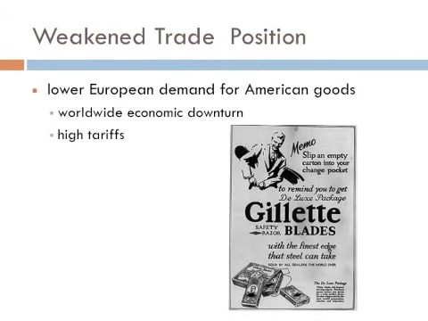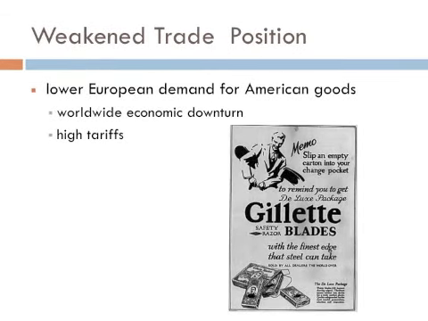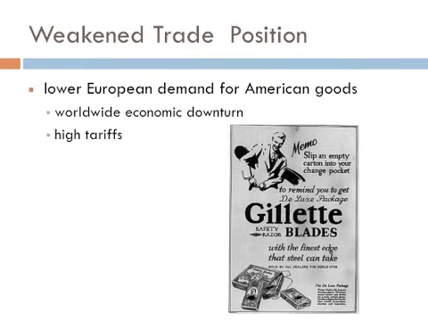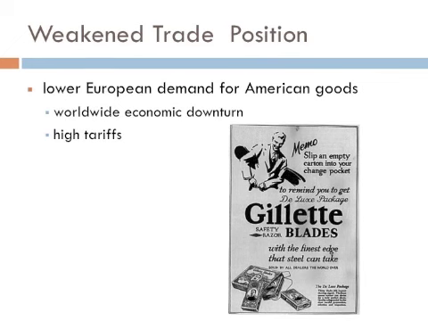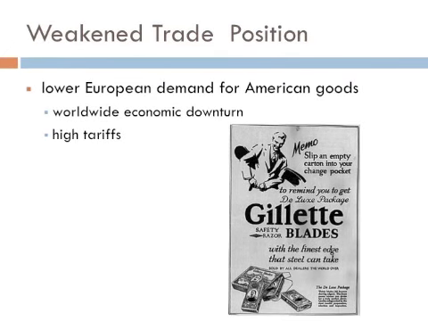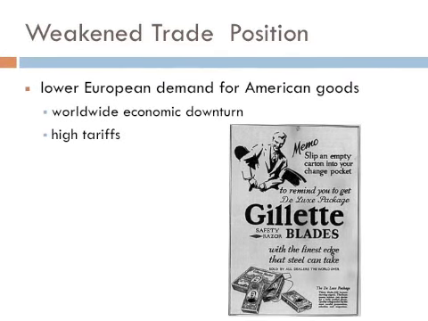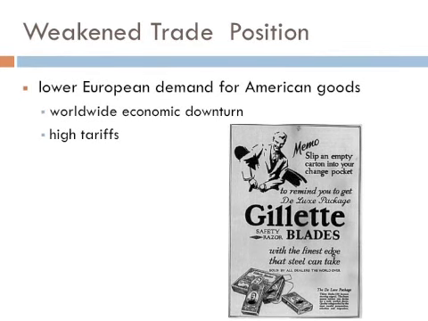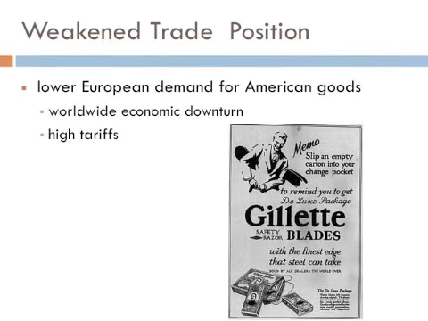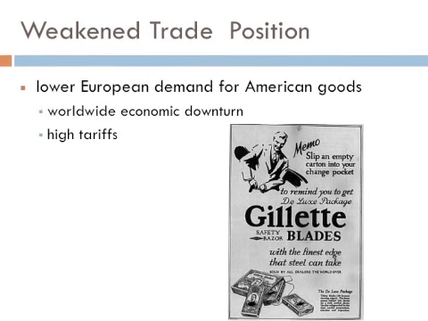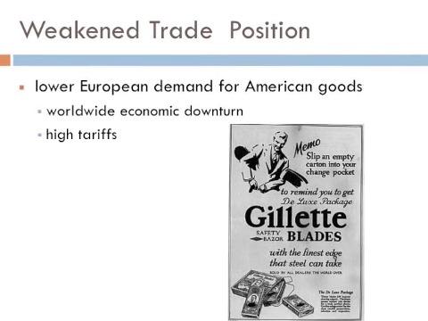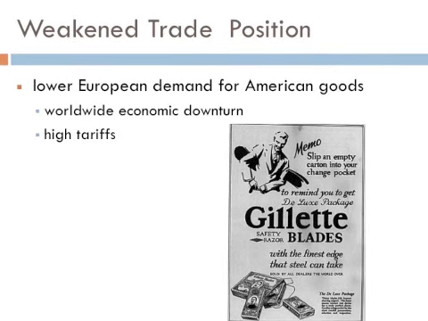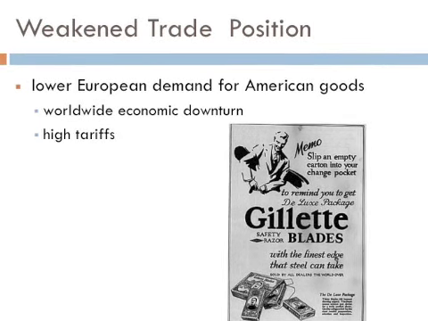Next thing we're looking at is a weakened trade position on a global scale. Now, it hadn't been brought up before, but the Great Depression was not only located in the United States, it was a worldwide global phenomenon and depression in and of itself. So when this stuff begins to happen overseas, the demand for American products drops as well, because people in other countries just don't have the available money to buy products from over here. What this leads to is reactions with high tariffs and things like this that we'll look at.